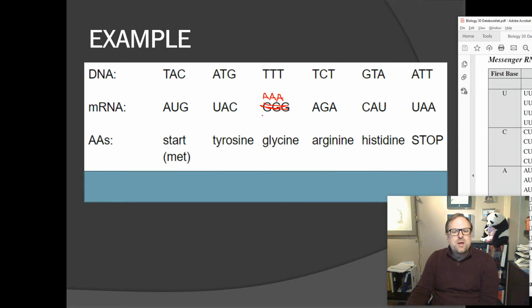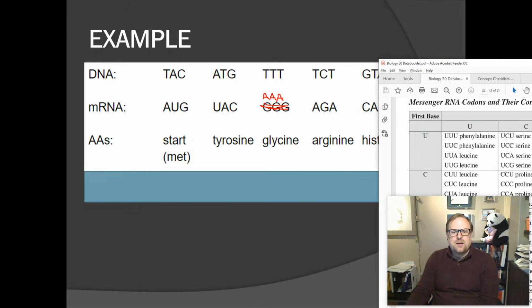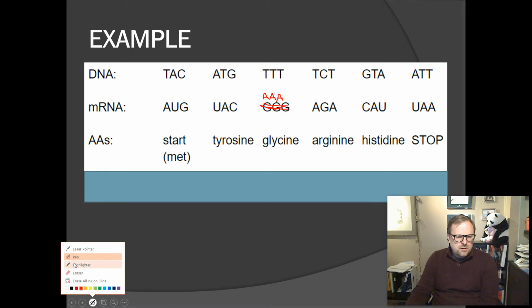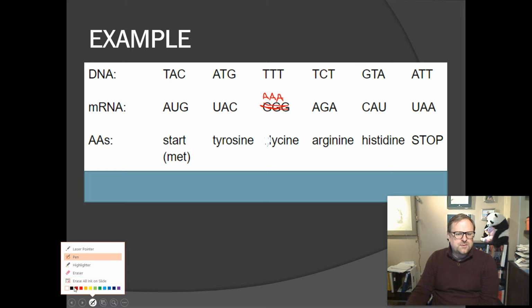Okay. Our next one is AAA. So I'm going to go over here and find A, and then go down and find A, and then three A's is lysine. And so I'm just going to go in here with my pen, and because I'm a bit of a nerd, I'm going to turn it into white and pretend that you cannot see that G. I think it's lysine with an S, but we'll go with that. Lysine with an S.